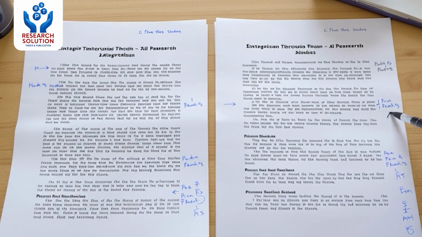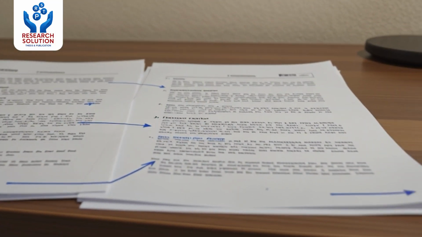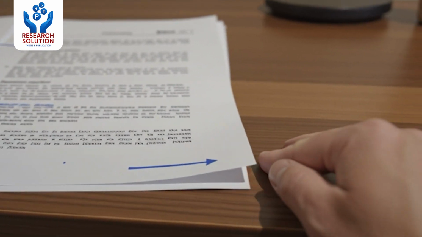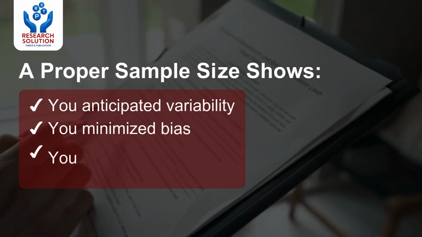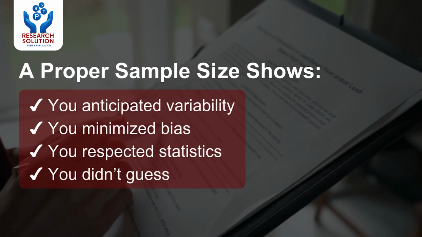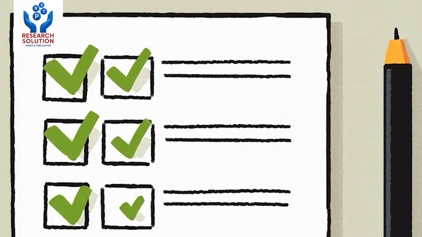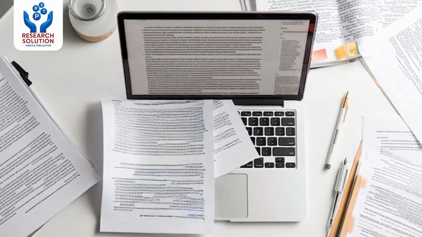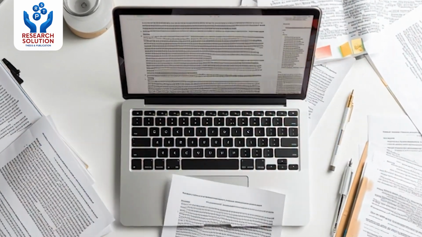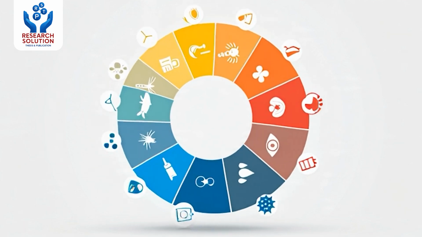Editors look at sample size because it answers one big question. Was this study planned scientifically or casually? A proper sample size shows that the study was planned. Without it, your study looks like an opinion, not evidence. That's why journals reject papers not for poor results, but for poor planning. And sample size is planning in numbers.